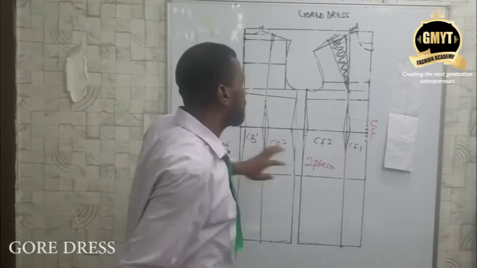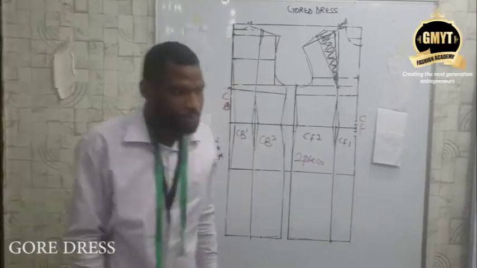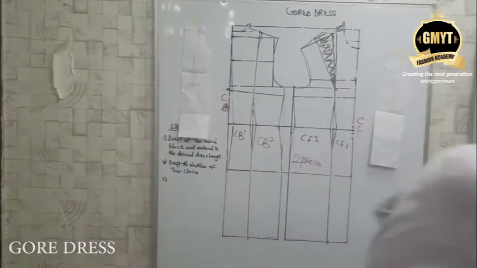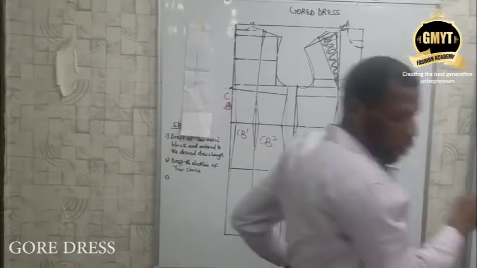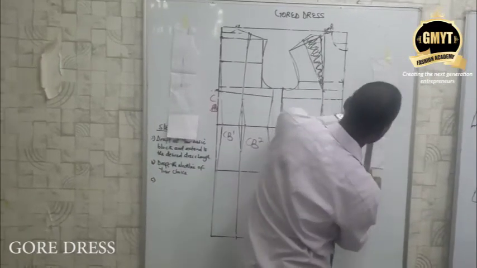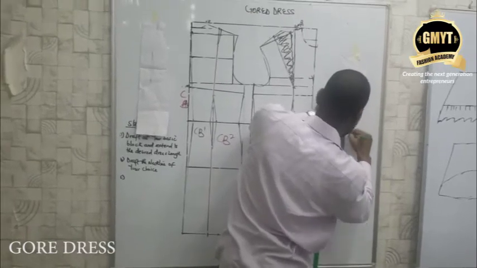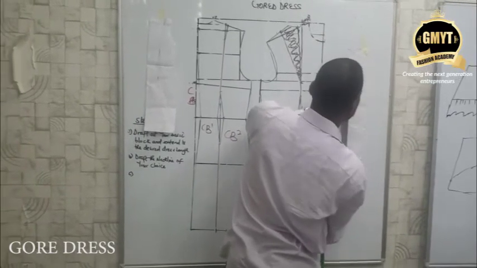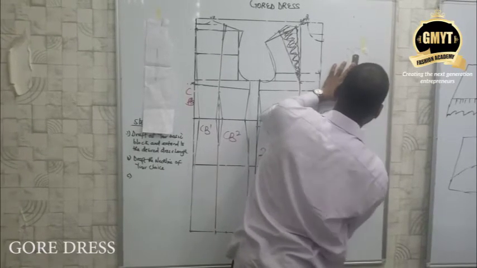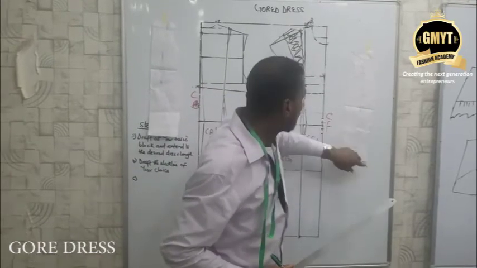So now I have this. Now let me start with the center front and do the same thing I did. Like I said, from my center front, I'm going to link this line downward. You get? And I said I will link this one too, but make sure that you use the curved part of your ruler. You can see now what I did.